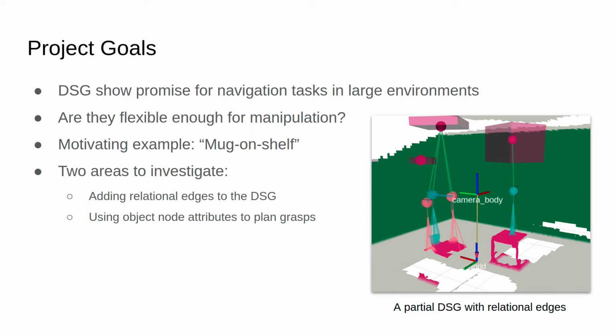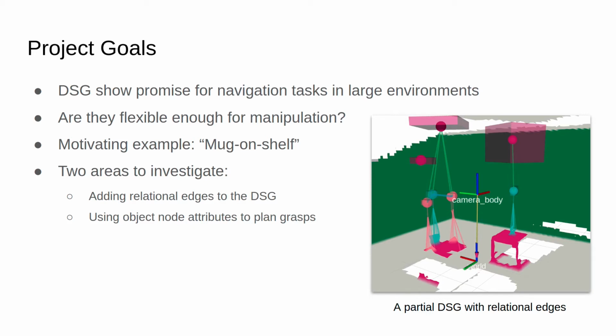I chose to use a mug-on-shelf style task as a motivating example. The robot is asked to move some objects from where they are to a structural element in the scene. One goal for the project is to add the ability to the dynamic scene graph to be able to model relationships between objects and structure, an important feature for both specifying a goal configuration of the scene and assessing progress towards the goal. The second goal for the project is to enable grasping and manipulating objects using their attributes in the scene graph.